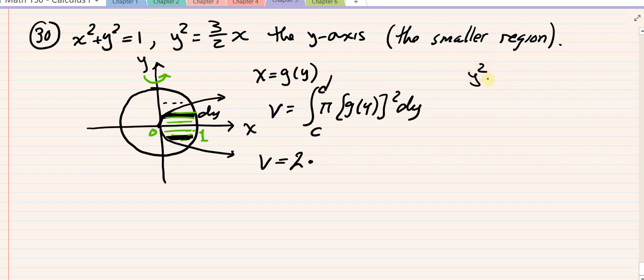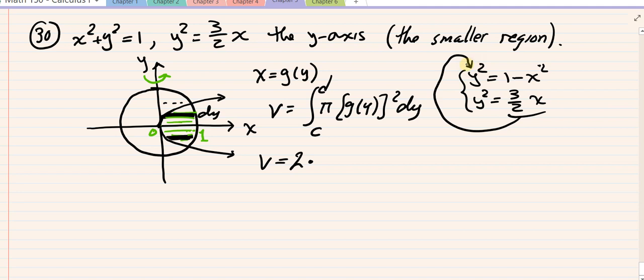For the circle, we have y squared is 1 minus x squared. True. For the parabola, we have y squared equal 3/2 x. Well, if we set the y's equal to each other, because at the point of intersection the x and y's are the same, right? So I'm just going to plug in for y squared 3/2 x into the first equation. Okay, and then we should be able to solve for x. So I have plug in for y squared 3/2 x equal 1 minus x squared.